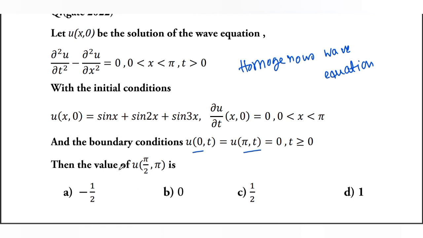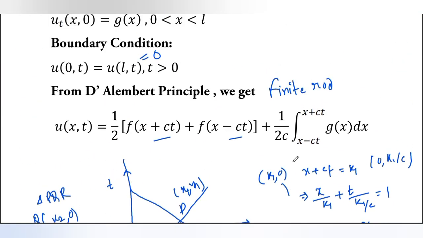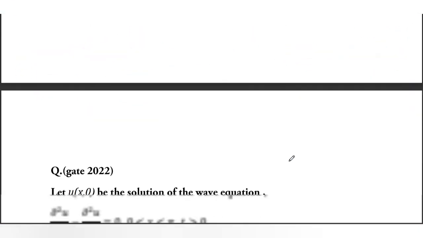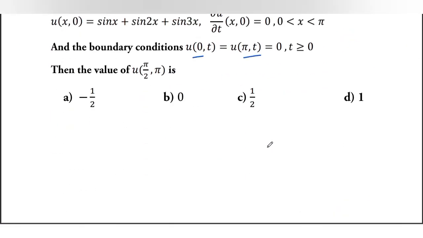So how to solve this type of question? We know the formula. Since 0 < x < pi, the value of x is bounded, so we use this formula. Okay, so let's start the solution.